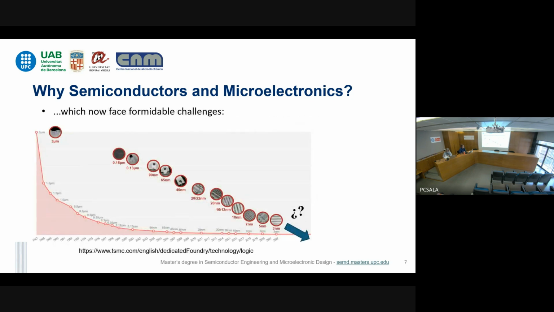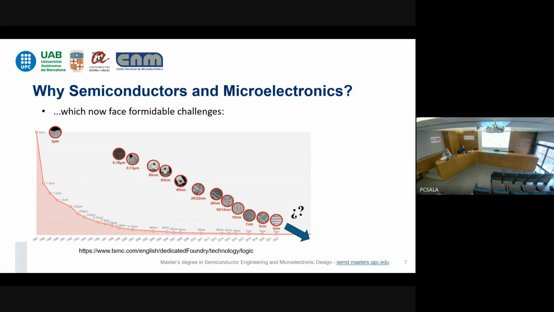And this evolution is plotted in this graph. The miniaturization of chips, of components, of transistors has enabled faster circuits, faster computations, more operations per second, but also more complex performance in just one chip. So this has enabled Moore's law. But now, this trend is facing formidable challenges.